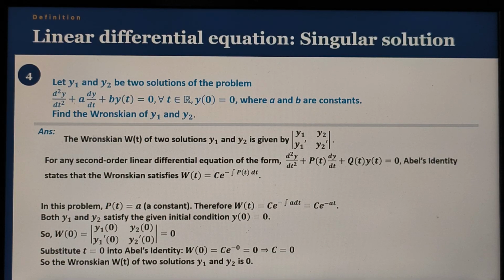So substituting t equal to 0 in the Abel identity, W(t) equal to C e to the power minus a t, where t equal to 0, we get capital C equal to 0. That means the Wronskian W(t) equal to 0 times e to the power minus a t, that is W(t) equal to 0. So W(t) equal to 0 is the value of the Wronskian.